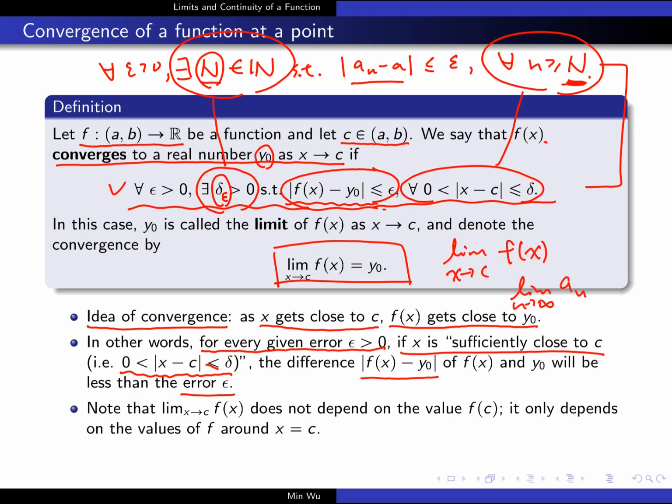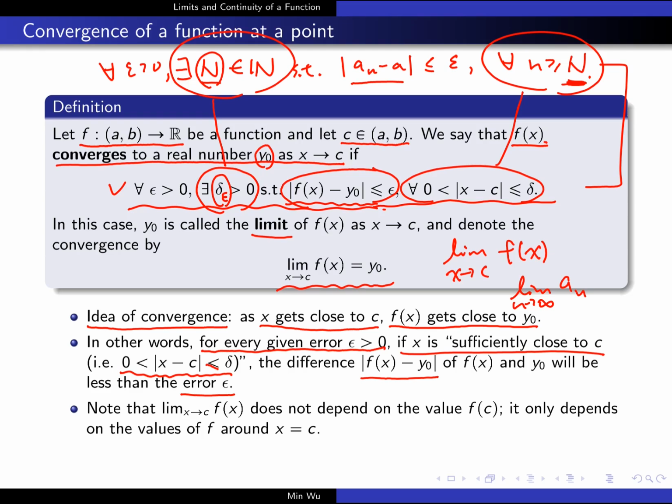So if f of x converges to a real number y0 as x goes to c, then we write this notation. This notation is a simple symbol that represents what we talked about regarding convergence. In this case we say that y0 is the limit, just similar to what we talked about in sequences.